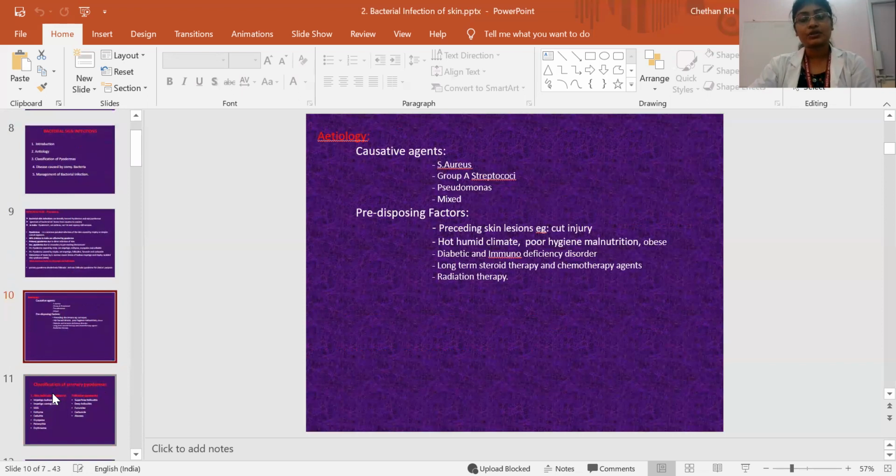Next is the etiology, the causative agents. That is mainly Staphylococcus aureus, group A Streptococci, Pseudomonas, or there can be a mixed infection. Predisposing factors are preceding skin lesions, for example any cutaneous injury, hot humid climate, poor hygiene or malnutrition, obesity, diabetes and immunodeficiency disorders, long-term steroid therapy, chemotherapy agents, and radiation therapy. All these are the main etiology. The main thing to remember is the causative agents: Staphylococcus aureus, group A Streptococci, Pseudomonas, and the mixed ones.